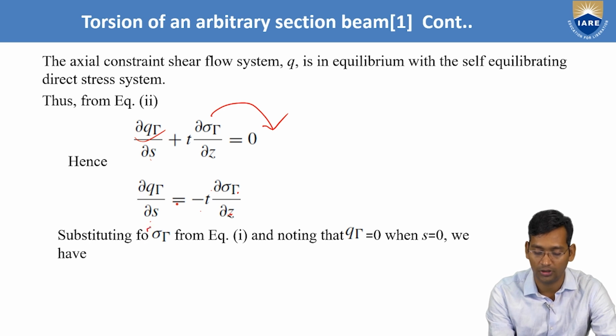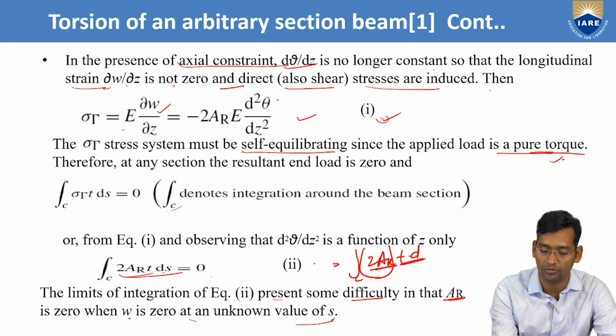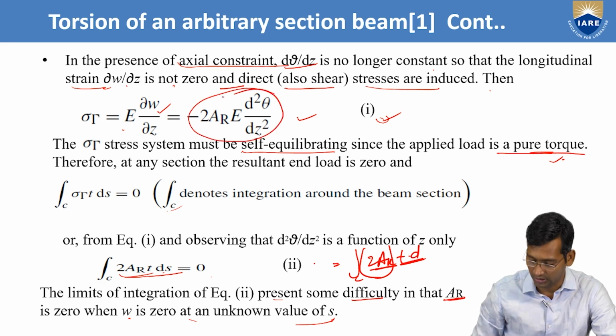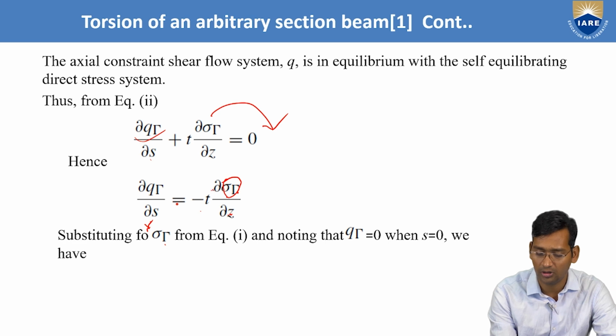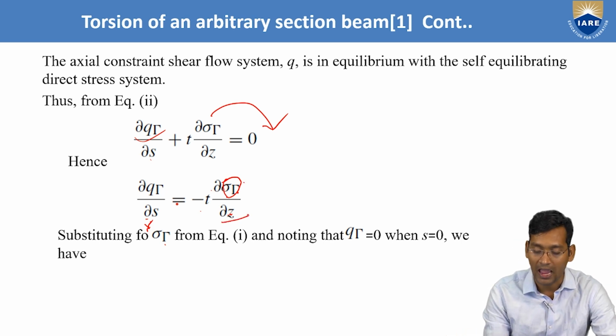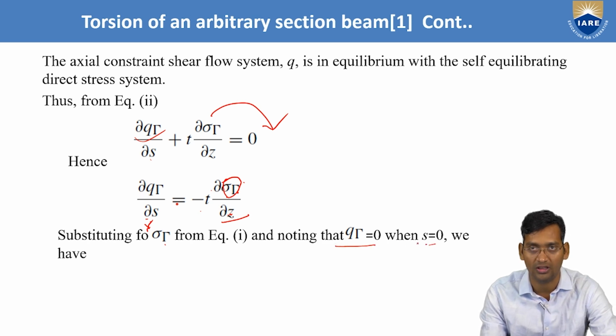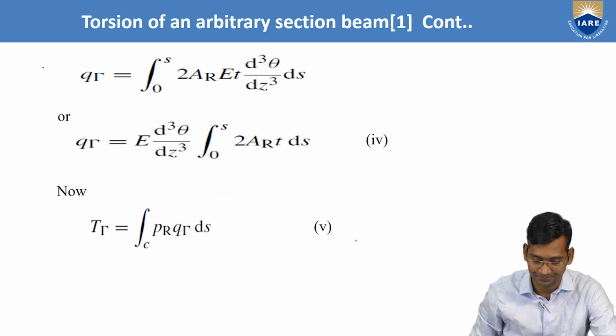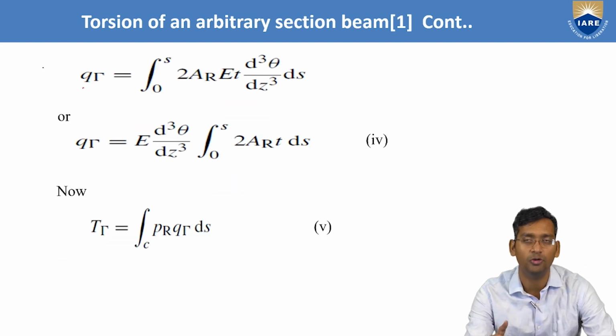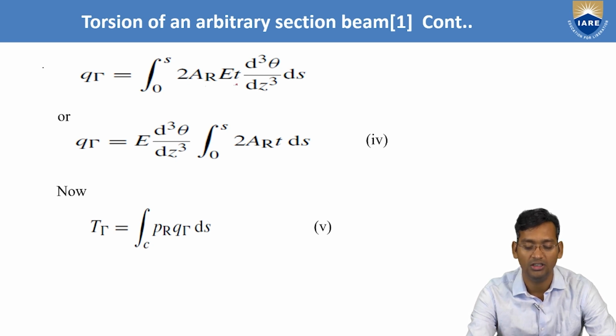Substituting for sigma T from equation 1. Now just substitute this value here. Already we found in equation 1 that you can see sigma T. Let's substitute this value there. So that will be del Q tau by del S equals minus T into del of that whole value divided by del Z. And noting that Q T equals 0 when S is 0, that already we used. So when S is 0, this also will be 0. So now Q T becomes, from 0 to S, 2AR E T d3 theta by dz cubed into ds.